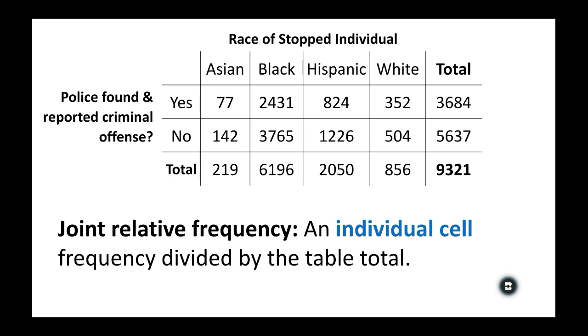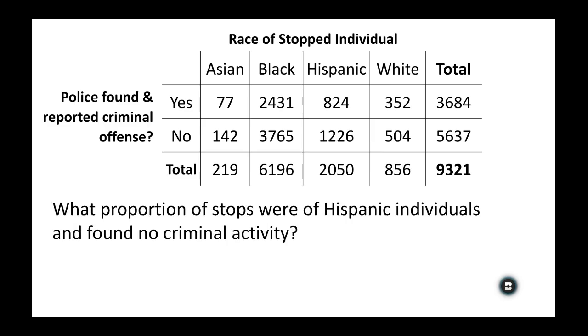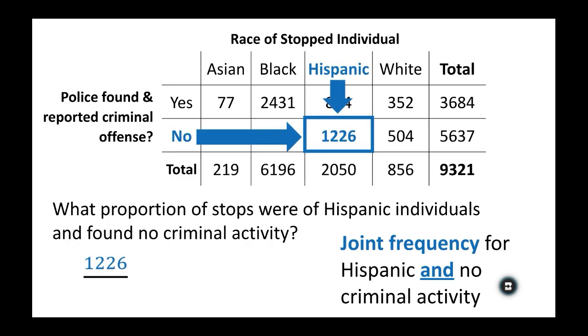One item we can find from a 2-way table is a joint relative frequency. That's an individual cell frequency divided by the table total. For example, let's look at this question. What proportion of stops were of Hispanic individuals and found no criminal activity? In the table, we see that these 1,226 stops meet that criteria, describing the joint traits of Hispanic and no criminal activity. That's why it's called the joint frequency. It's these 2 traits joined together.